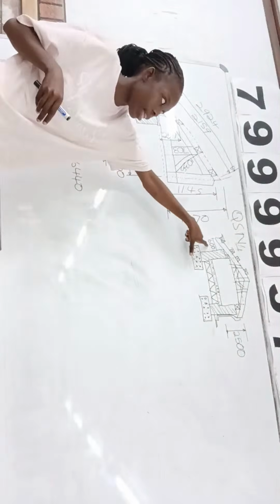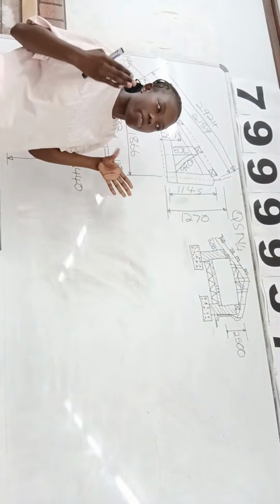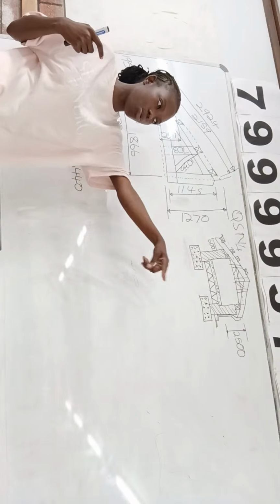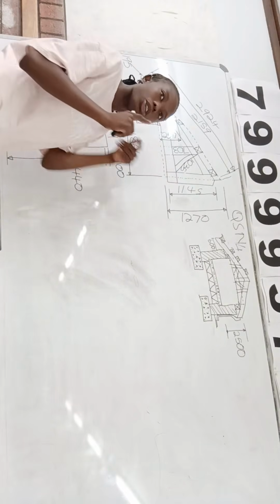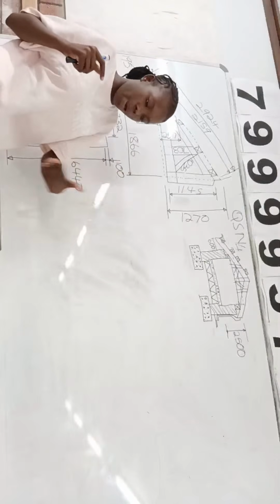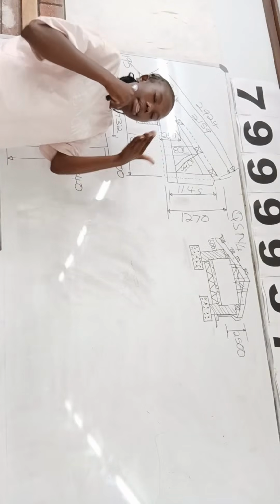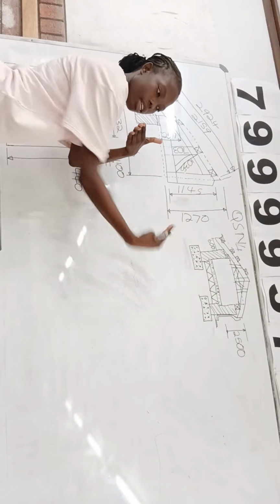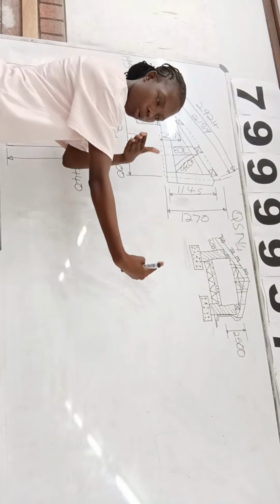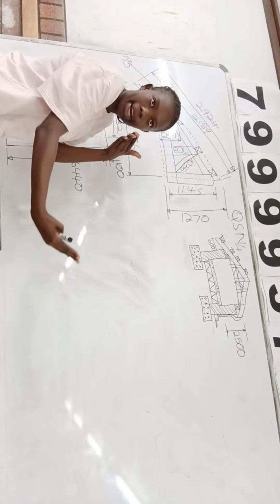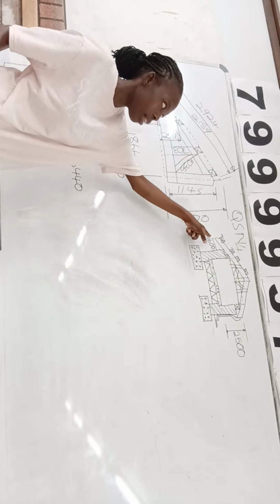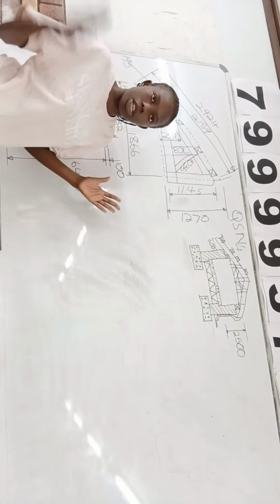When they talk about an overhang, if you go outside the class you will see this is where my wall ends, but this is not where the roof ends. The roof ends somewhere. So from the wall until where your roof covering ends, that is called an overhang.